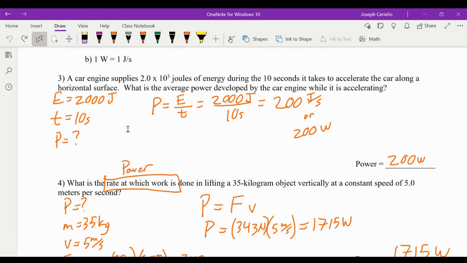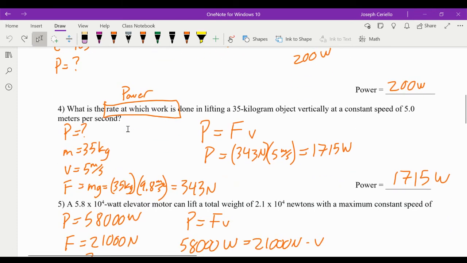Working through some questions here, it says a car engine supplies 2,000 joules of energy during the 10 seconds it takes to accelerate. The average power developed by the car while it's accelerating, 200 watts, real easy. But the hardest thing is that you need to recognize that the 2,000 joules is energy and power is energy over time. Because again, energy over time is not on the reference table. So you gotta be aware of that. Like this next one here, it says, what is the rate at which work is done?